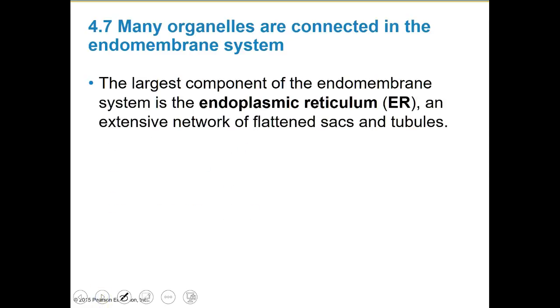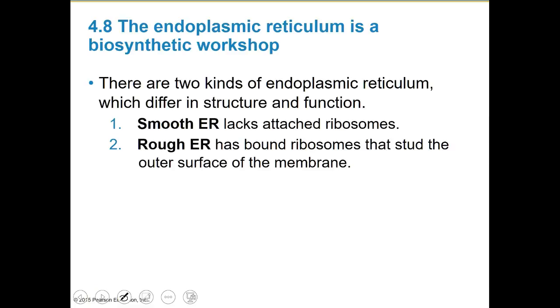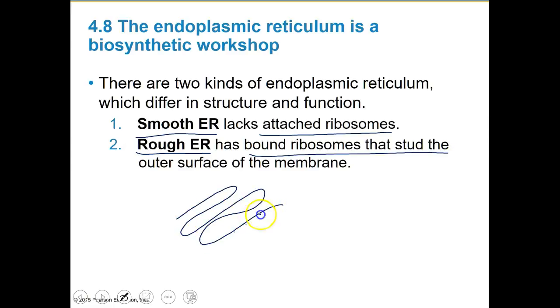Okay, the largest component of the endomembrane system is the endoplasmic reticulum, or ER for short, and it's an extensive network of flattened sacs and tubules. Okay, so we'll have two kinds of ER. So there's the smooth ER that actually lacks the attached ribosomes. We have a rough ER that has bound ribosomes that stud the outer surface of the membrane. So the one we saw earlier, kind of like this, and it's got all the dots on it. If it makes it sort of look like it's itchy, it's a rough ER. It'll not have those little dots on it that make it look itchy if it's a smooth one. Kind of like that. Sort of.